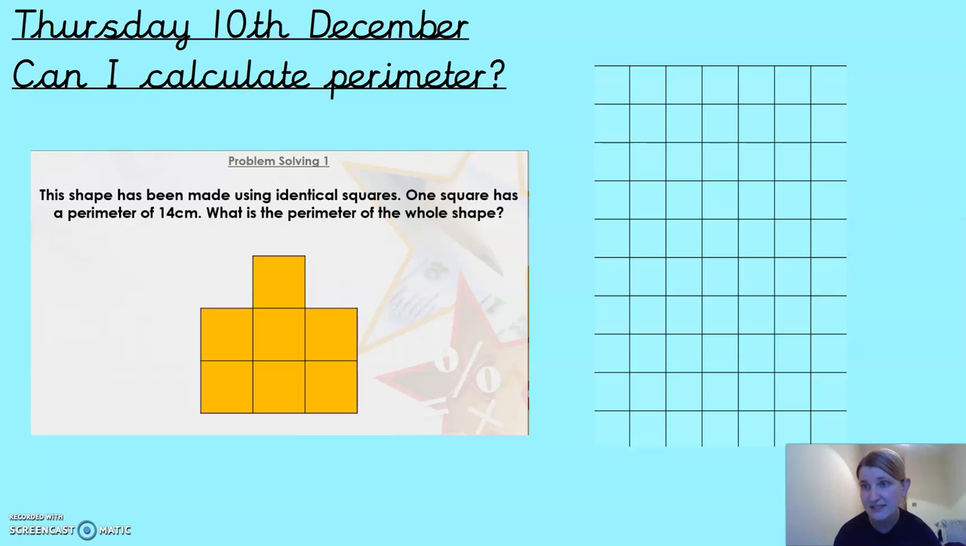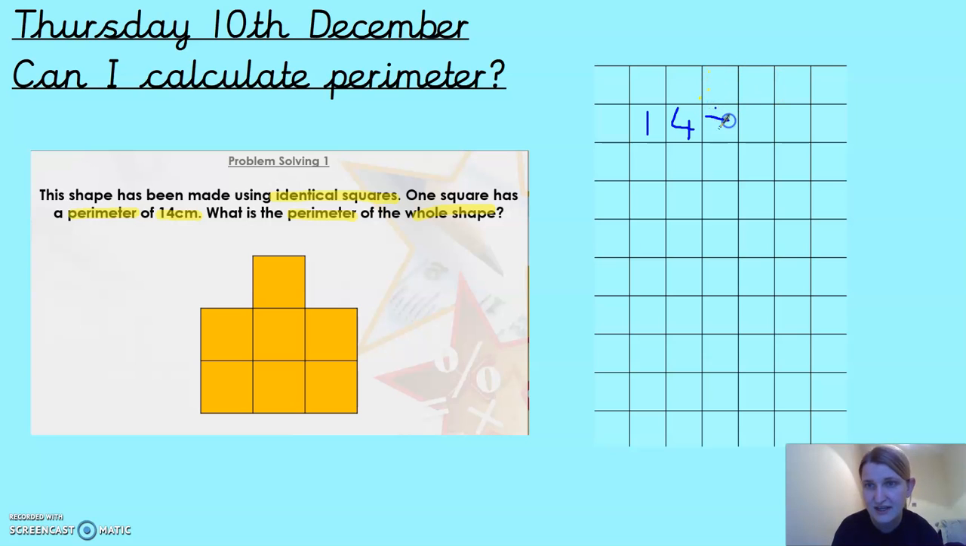Let's start by highlighting the important information in my question. So firstly, we know the squares are identical. That means they are all the same. One square has a perimeter of 14 centimetres, and I need to find the perimeter of the whole shape. Okay, so let's start by, if I know that the perimeter of the square is 14 centimetres, I also know that a square has got 4 equal sides. So 14 divided by 4 should give me one side, one length. Yeah, that makes sense, hopefully.